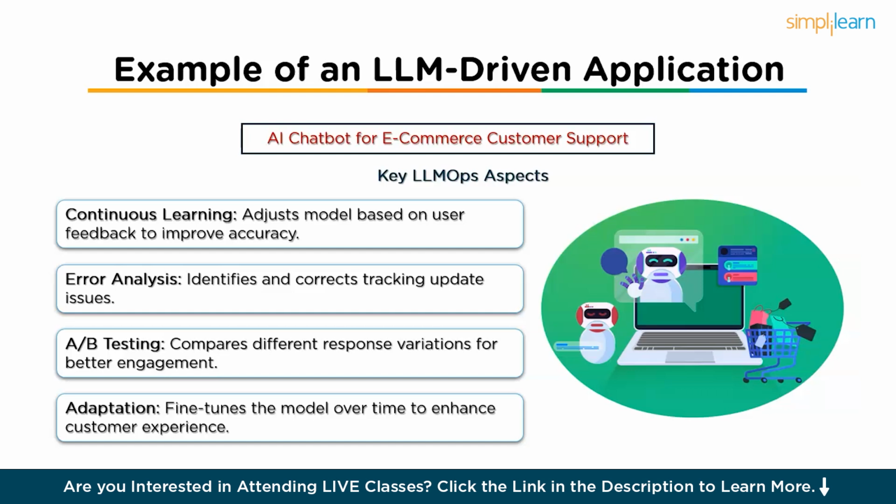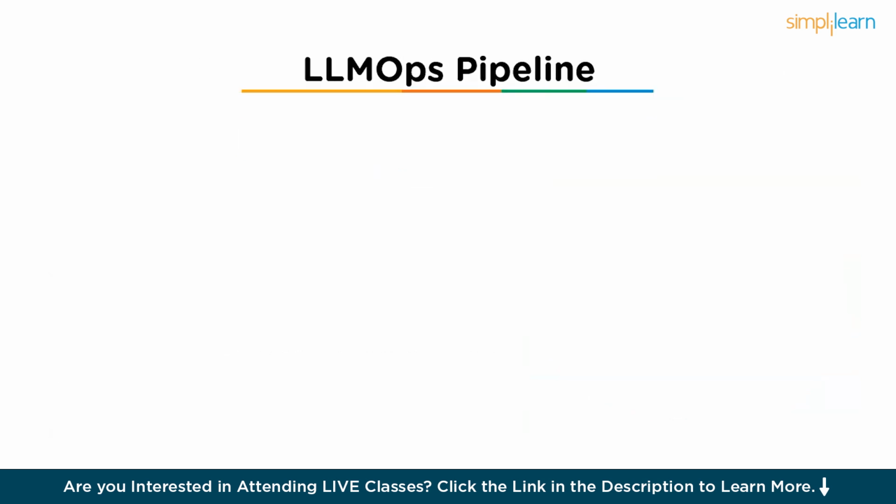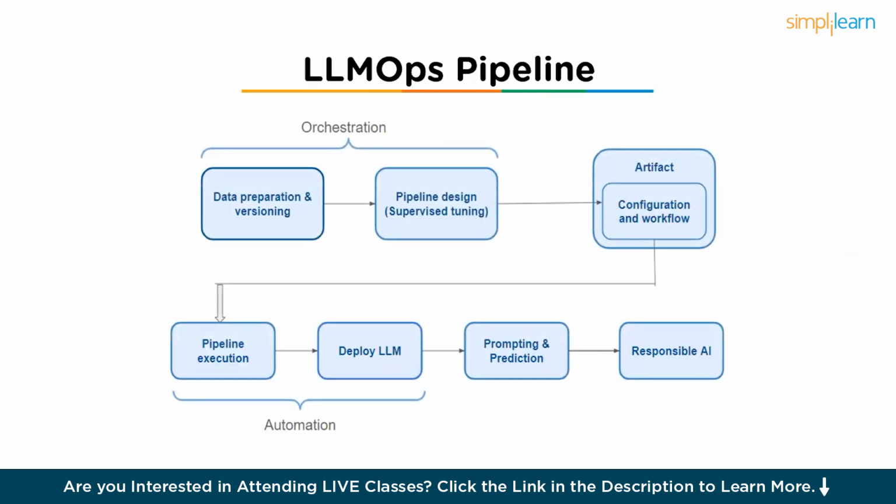Now finally, let's move on to the LLMOps pipeline. As you know, everything in LLMOps begins with data. In this course, we'll start by preparing datasets and maintaining version control to track changes over time. After that, we'll design a supervised fine-tuning pipeline for a large language model. While it may seem like a simple process, a lot of complex tasks are automated within this pipeline.